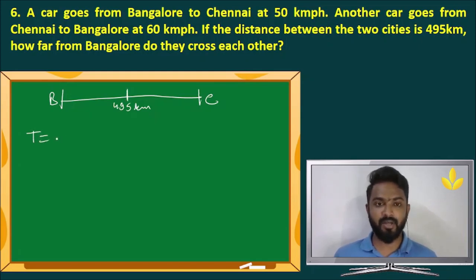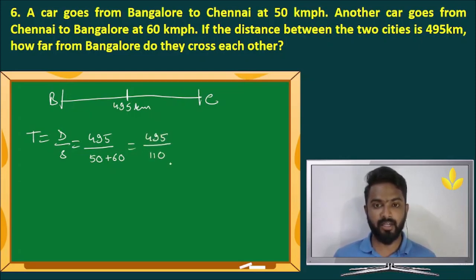So let's find the time taken by them to meet each other. Time equals distance by speed. In this case, it is relative speed. Distance is 495 divided by relative speed, which is the sum of the speeds because they are moving in the opposite directions. We have 50 plus 60. So we have 495 divided by 110. 11 tens are 110. 11 into 45 is 495. That is equal to 4.5 hours. 45 by 10 is 4.5 hours. So in 4.5 hours they meet each other.